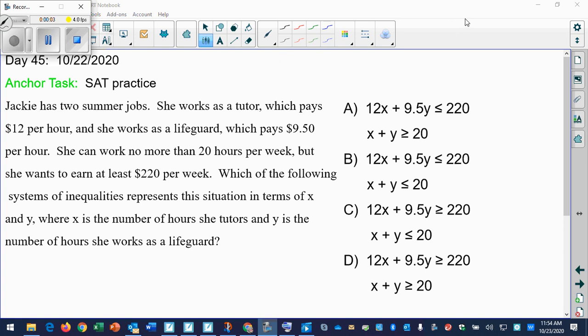Okay, so this problem, you don't necessarily have to do any calculating. You could just do it in your head. Mia thinks she has an answer. What do you think? You think it's B? Is that what you think? Anybody else have a thought? Cameron? You think it's B?